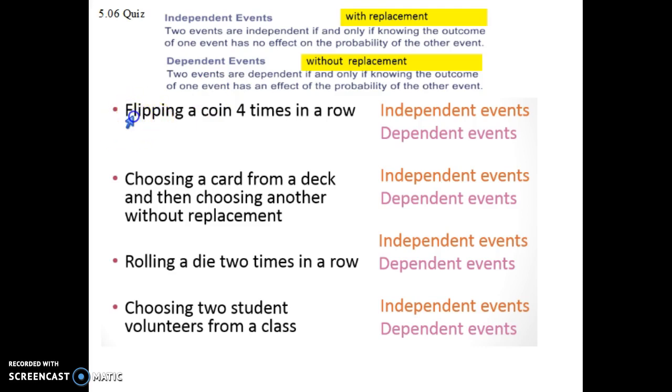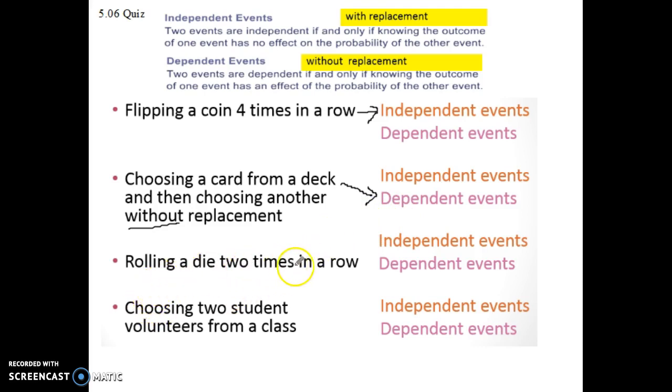Okay, so some examples: flipping a coin 4 times in a row. Well, when you flip a coin, the second time you flip it has nothing to do with the first time you flipped it. So that would be considered an independent event. Choosing a card from a deck and then choosing another without replacing. So if you don't put the first card back in the deck, then on your second draw you're going to have fewer cards. So that affects the probability of your second event.